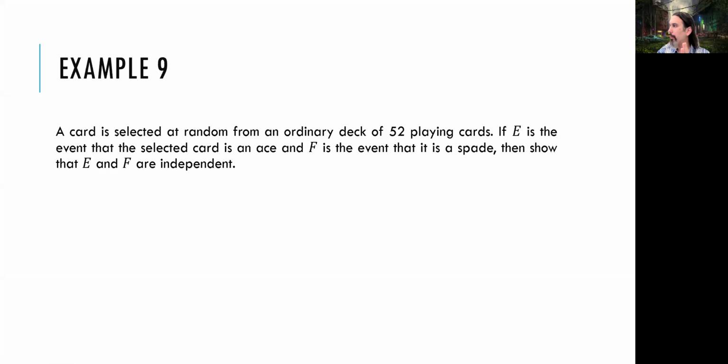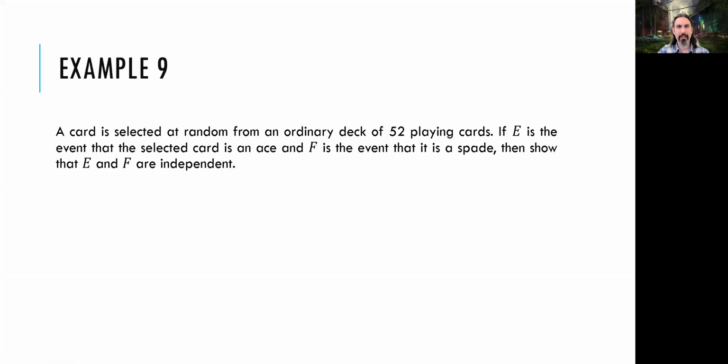So we keep going with the example. A card is selected at random from an ordinary deck of 52 playing cards. If E is the event that the selected card is an ace, and F is the event that it's a spade, then show that E and F are independent. Now, in this question, we have, again, two events, and they are given to us.